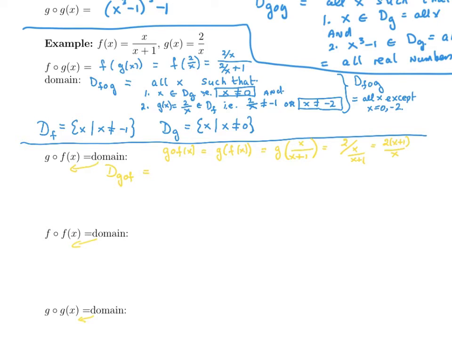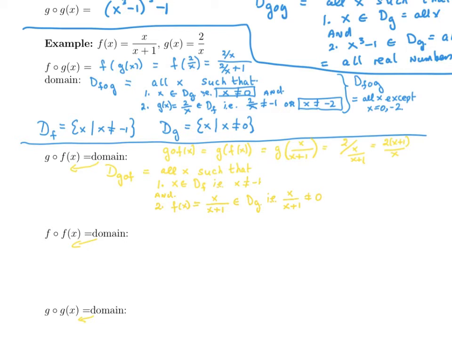Well, for g after f to calculate, I must first of all be able to calculate f of x. So it's all x, such that, number 1, x is in the domain of f, which means that x is not equal to minus 1, and number 2, f of x, which is x over x plus 1, is in the domain of g. That means that x over x plus 1 is not equal to 0. I'll have to figure out which x's over x plus 1 are equal to 0 in order to figure out what I must exclude using that second condition.